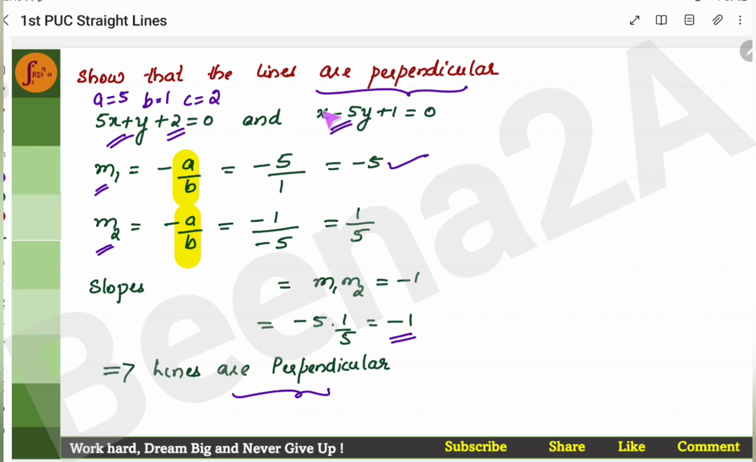Again find a. What is the number next to x? There's nothing, so a is equal to 1. What is the number next to y? Minus 5. Remember to put the sign also. And the number is equal to plus 1. Now you substitute: minus a by b is minus 1 by minus 5, which is 1 by 5. Now you take both the slopes and multiply. You get minus 5 into 1 by 5, which is nothing but minus 1. Since you've got the result as minus 1, you can say that the lines are perpendicular.